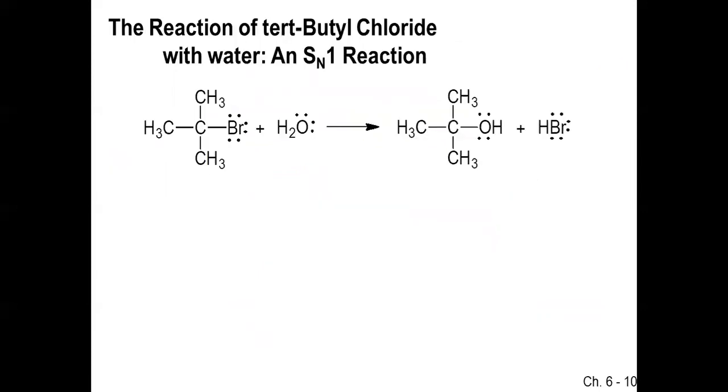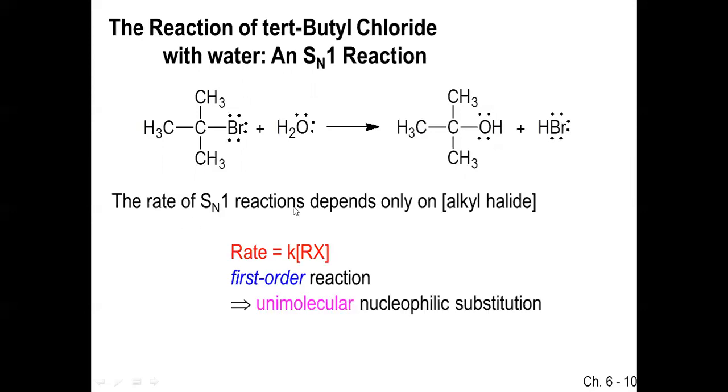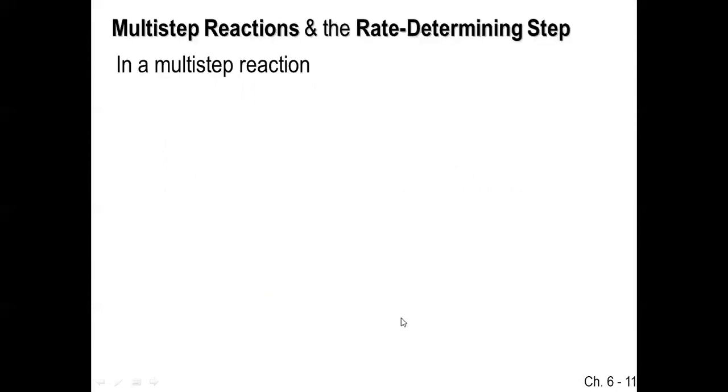The reaction of tertiary butyl chloride with water is an example of an SN1 reaction. Here we can see the structure of tertiary butyl bromide reacts with water to give a tertiary alcohol. The rate of SN1 reaction depends only on the concentration of alkyl halide. So it is a first order kinetics reaction, and that is the reason it is called unimolecular. Uni means one, that is, the rate is dependent on only one starting material. So it is unimolecular nucleophilic substitution.